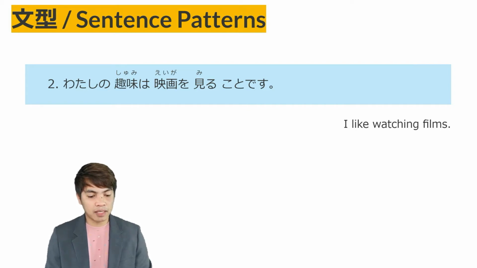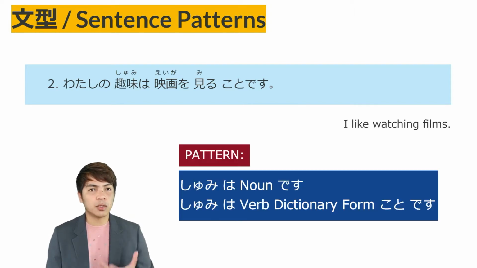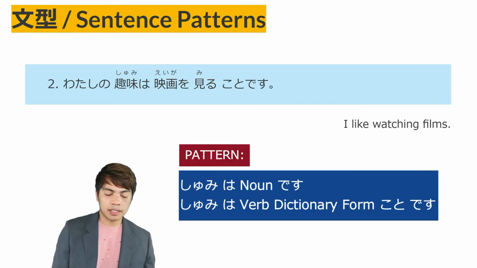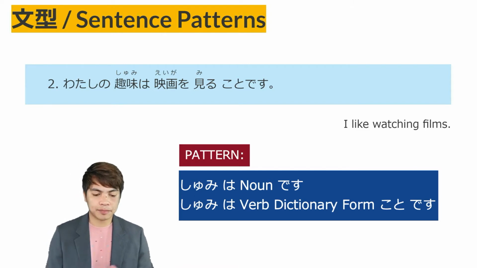Watashi no shumi wa eiga o miru koto desu. So this sentence pattern is used to express or tell someone about your hobbies or your interest. So the pattern used in this sentence is shumi wa noun desu, shumi wa verb dictionary form koto desu.